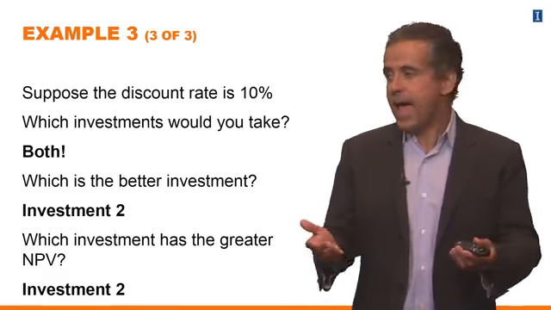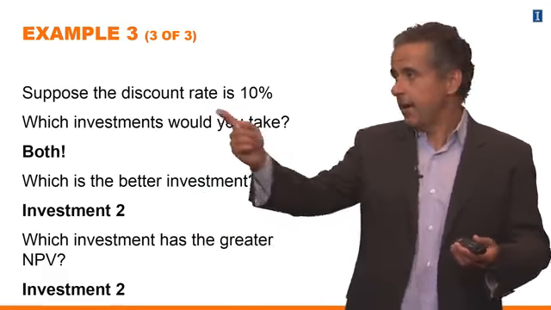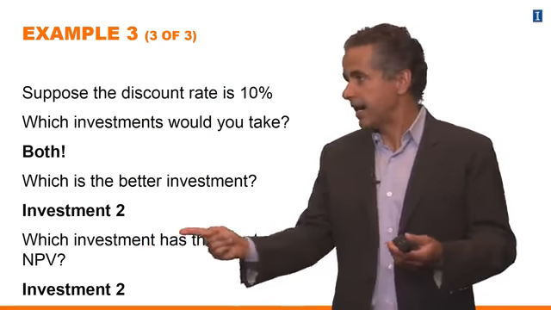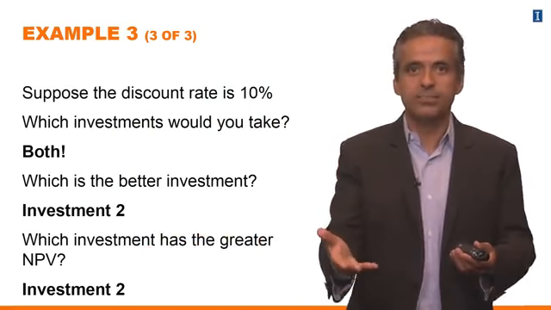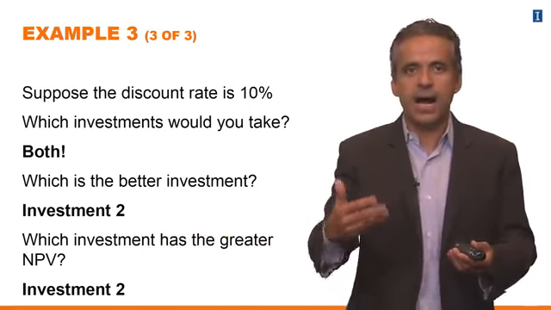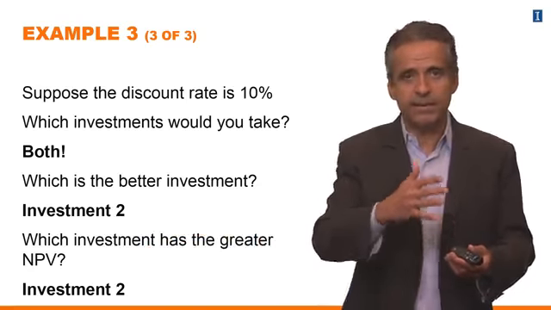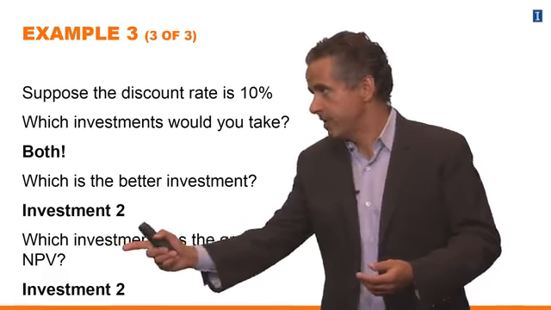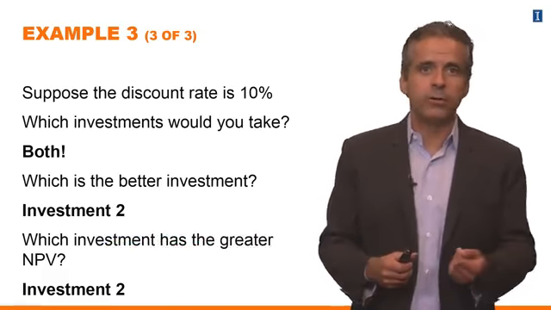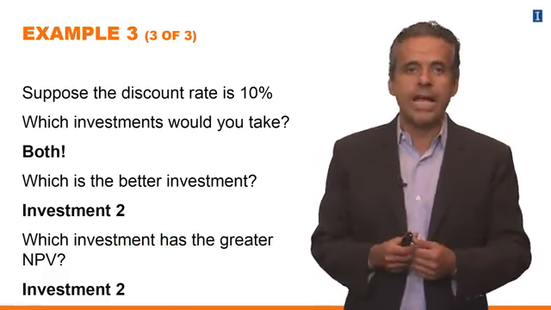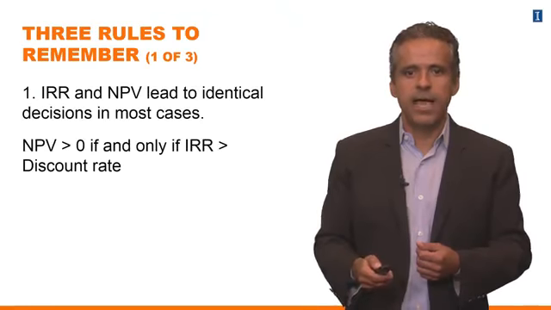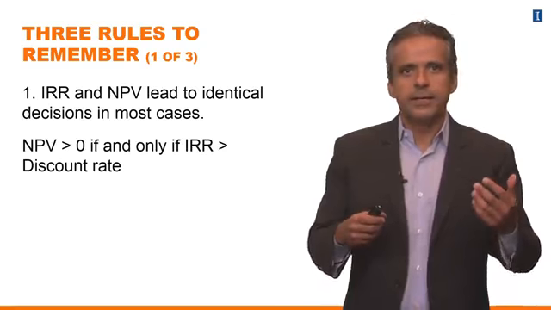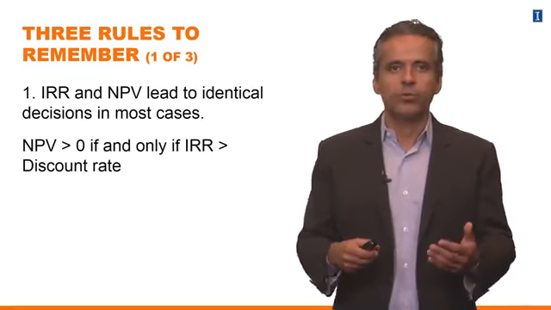So think about that. The IRR is telling you correctly that both investments are good, but the IRR cannot tell you which investment is better. The IRR will tell you that both investments have the same rate of return, whereas if we use NPV, we'll be able to figure out that investment 2 is going to create more shareholder value. So this is the other problem, and there are really only 3 rules to remember.